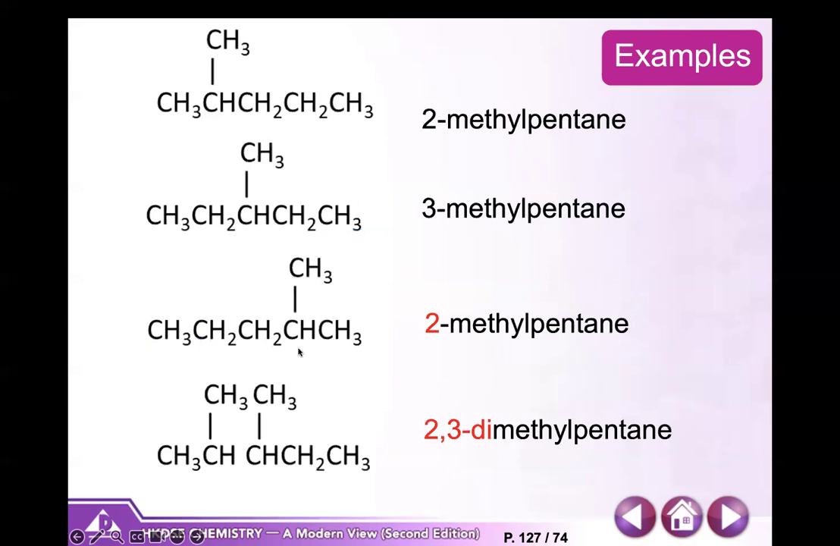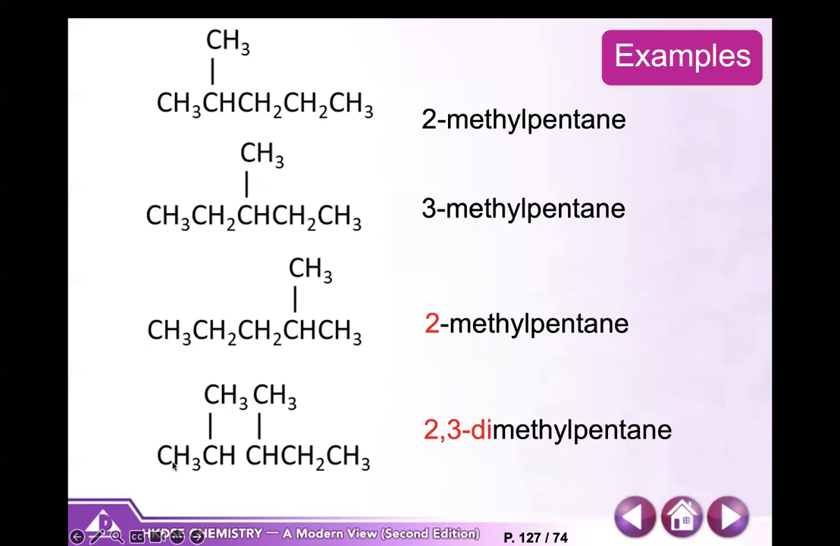So these are more examples here. We will have 2-methyl pentane because at the second carbon, we have the methyl group. And then this is 3-methyl pentane because at the third carbon, we have the methyl group. And then this one is again 2-methyl pentane, because the carbon chain can start from the right-hand side to count as 1. So in fact, the third one and the first one are the same.